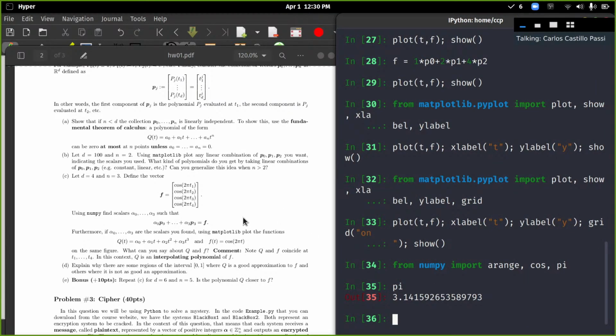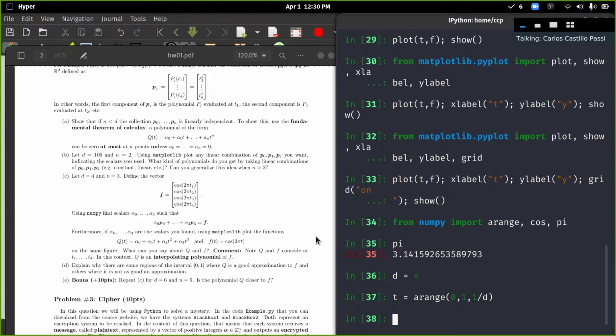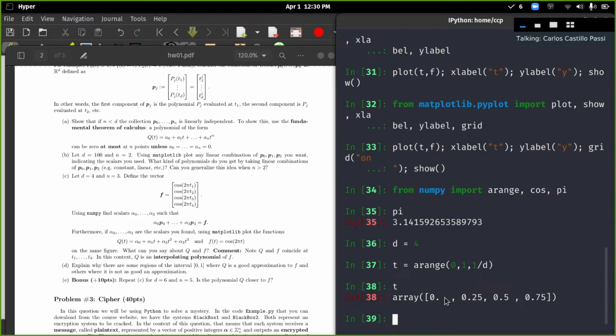Okay, so to define this vector, I need to redefine d. D now is 4. Where is T? T. I run it again. Now it is 0, 0.25, 0.5, and 0.75.